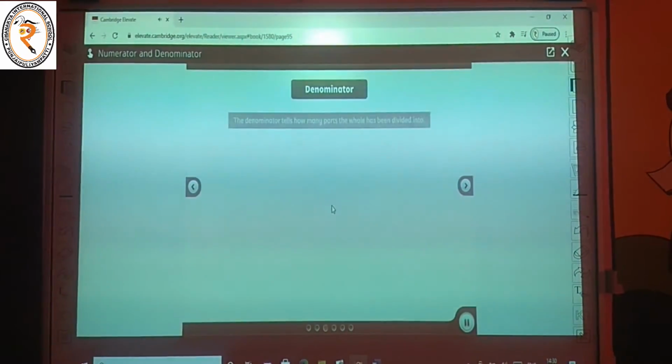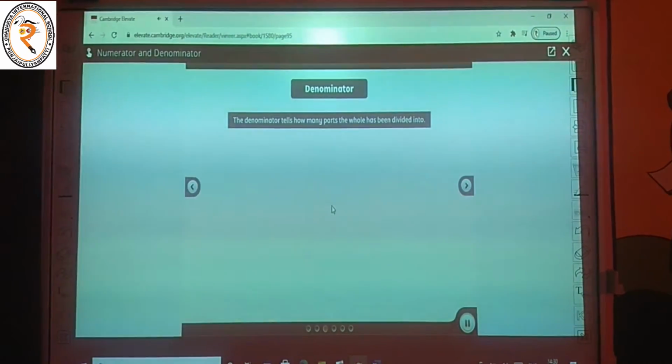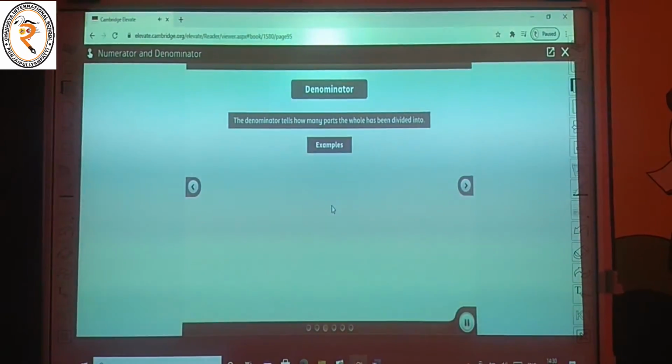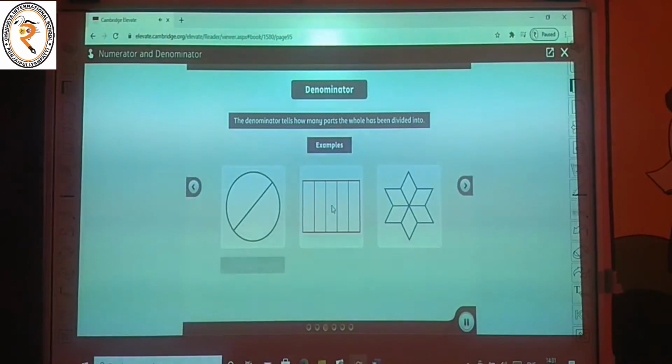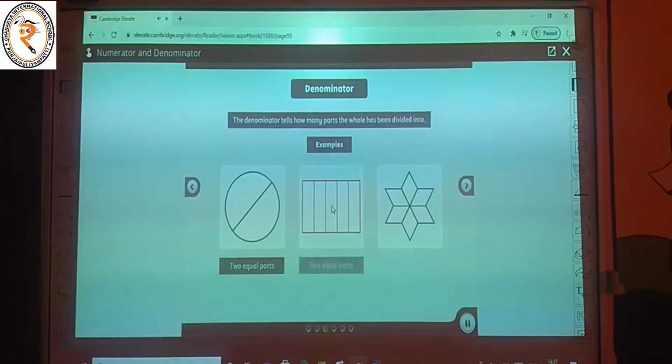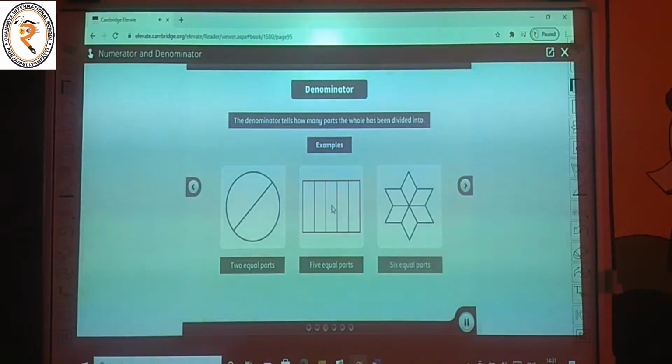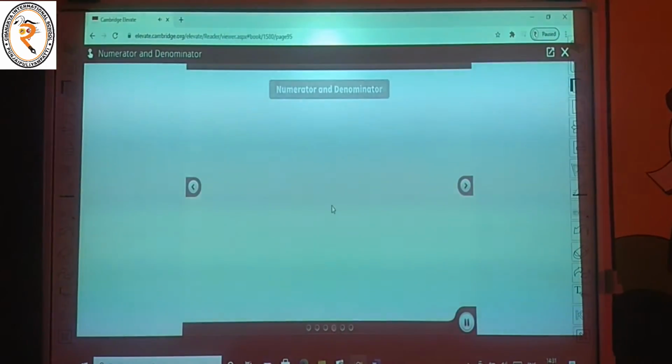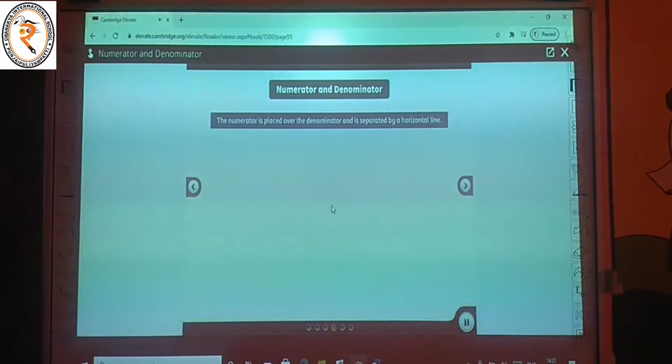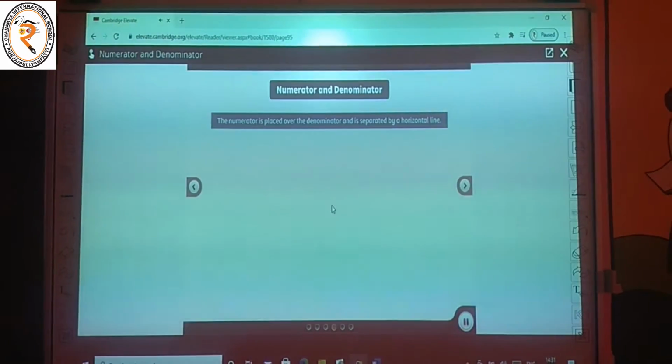The denominator tells how many parts the whole has been divided into. Consider these examples. The first picture suggests 2 equal parts. The second picture suggests 5 equal parts. The third picture suggests 6 equal parts. In a fraction, the numerator is placed over the denominator and is separated by a horizontal line.